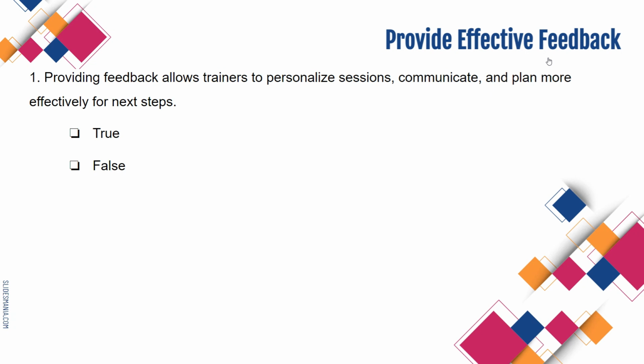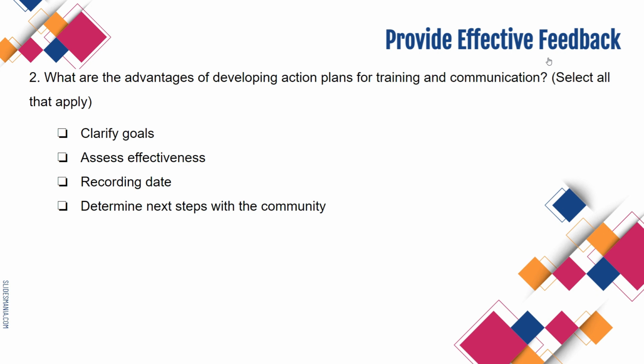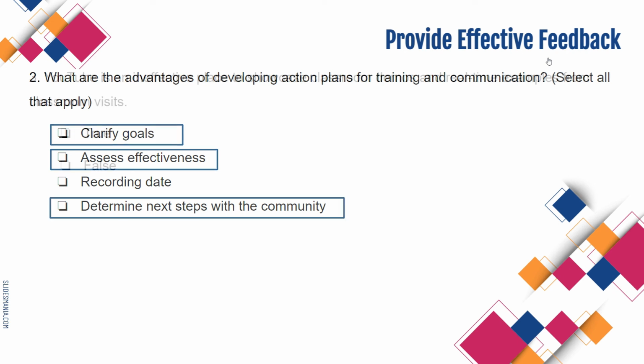Providing feedback allows trainers to personalize sessions, communicate, and plan more effectively for next steps. True. Next, what are the advantages of developing action plans for training and communication? Clarify goals, this is correct. Assess effectiveness, correct. Recording data, wrong. Determine next steps with the community, correct.